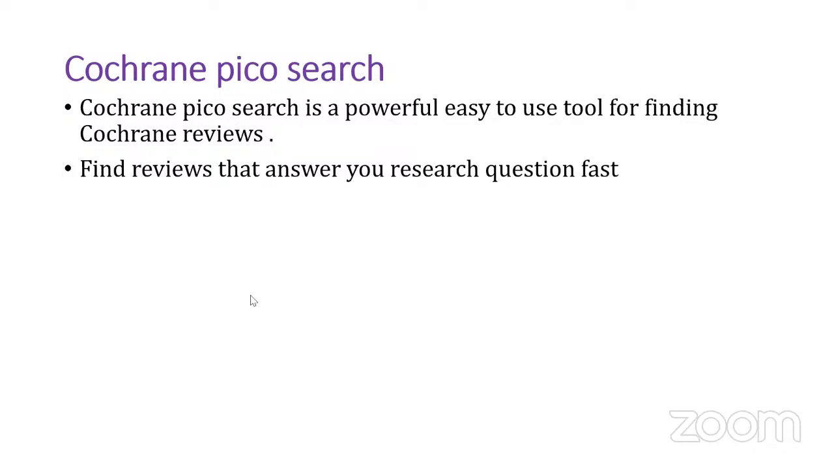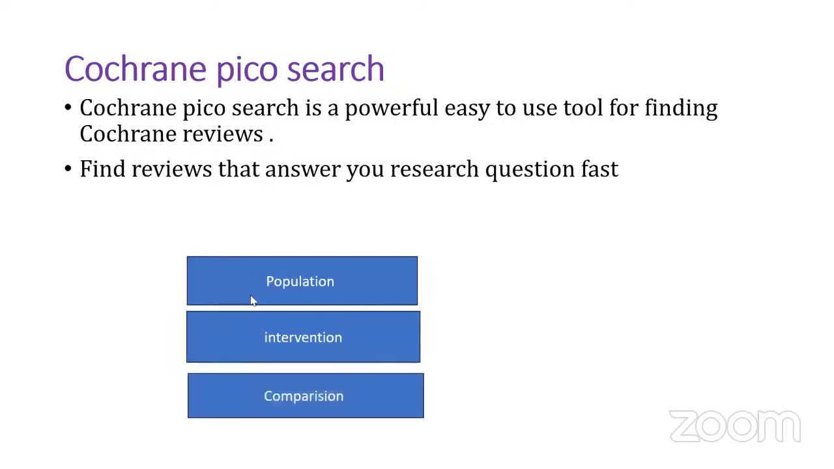The fourth tab that you can see in the Cochrane is the PICO search. Cochrane PICO search is a powerful and easy-to-use tool for finding Cochrane reviews. Find reviews that answer your research question. So when you want to start a systematic review or a research, you're going to have a research question, like who, when, and then you want to see if you have an outcome, you want to see if you have an intervention. So this search engine can be very helpful in finding your research question exactly. So PICO stands for population, intervention, comparison, and outcome.